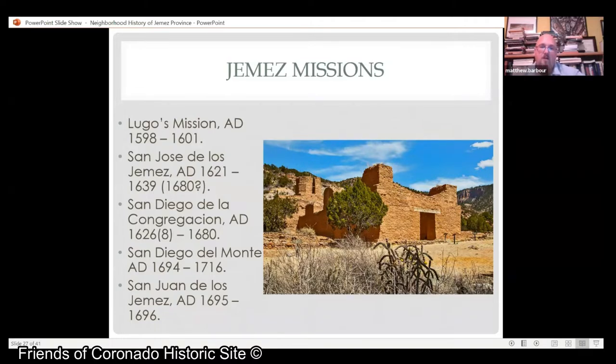Mesa. And then lastly, San Juan de los Jemez, which may have been at, I think, Bolotoqua. I don't know of anyone who's found any solid archaeological evidence of San Juan de los Jemez. I could be speaking out of line here. It's been a long time since I've given this lecture, and I don't know of the proposed location right now of San Juan. Mission in Jemez province.